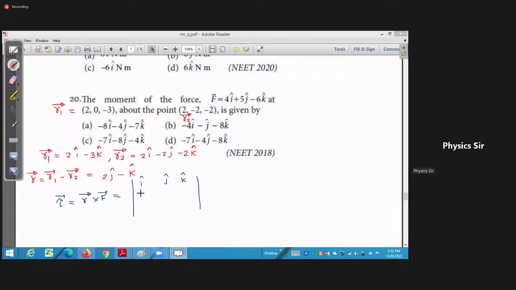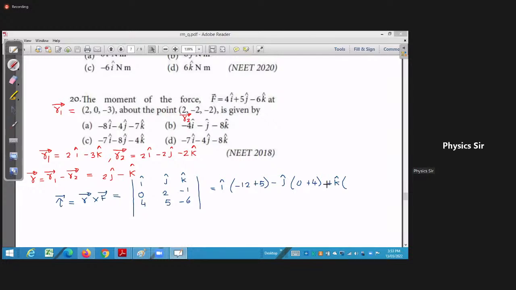The value for this is 0. J cap 2, k cap minus 1. And force is 4. This is 5 and this is a minus 6. So this will be I cap. 6 into 2 is 12, so this is a minus 12. 5 into 1 is a minus 5, so this becomes a plus. Minus j cap. 6 into 0 is 0. 4 into minus 1 is a minus 4, and minus minus becomes plus k cap.